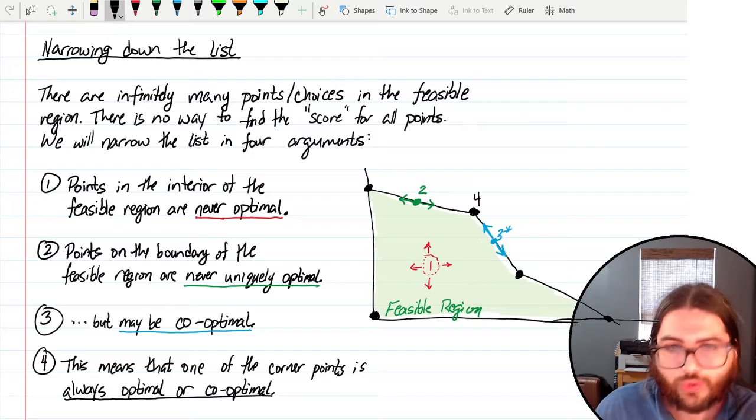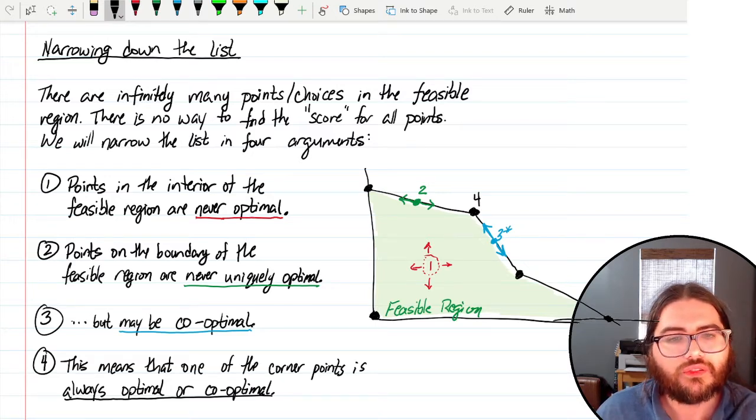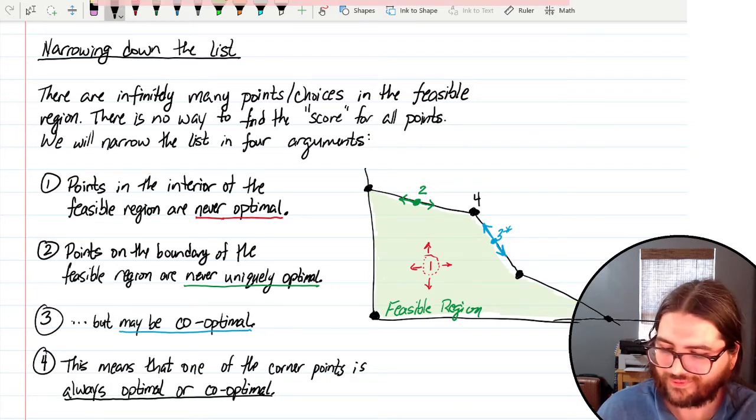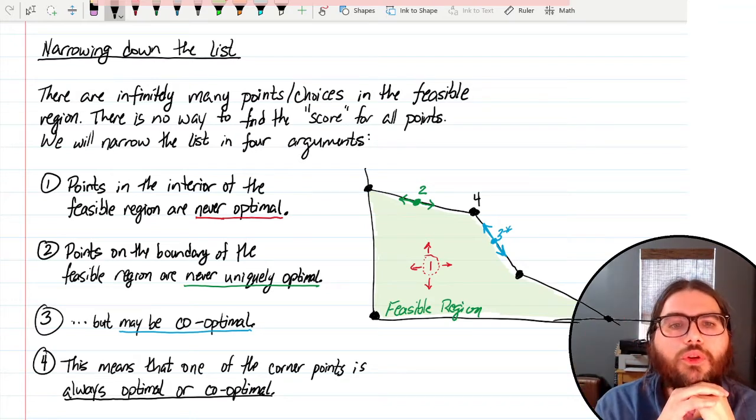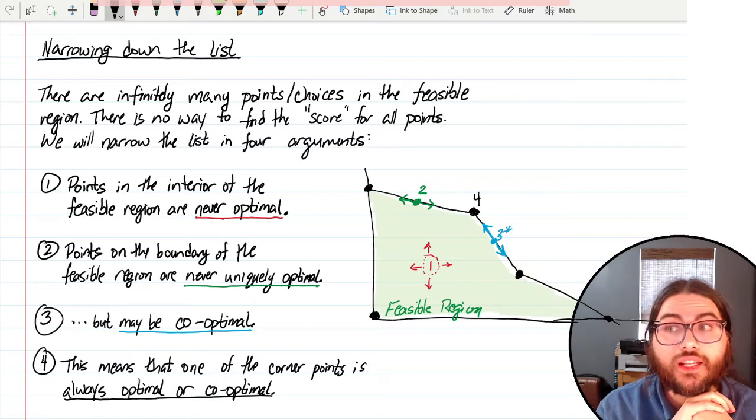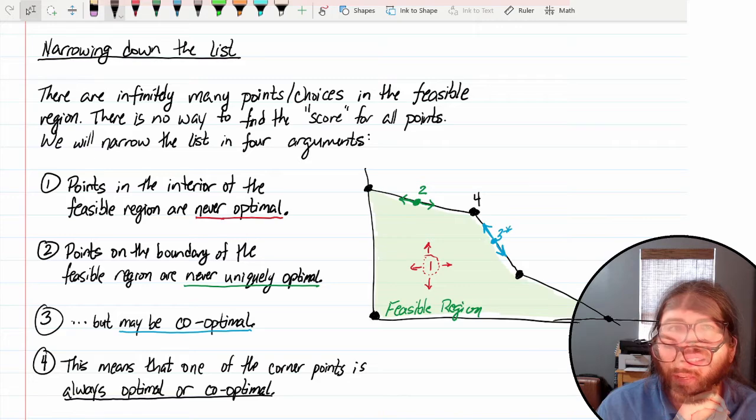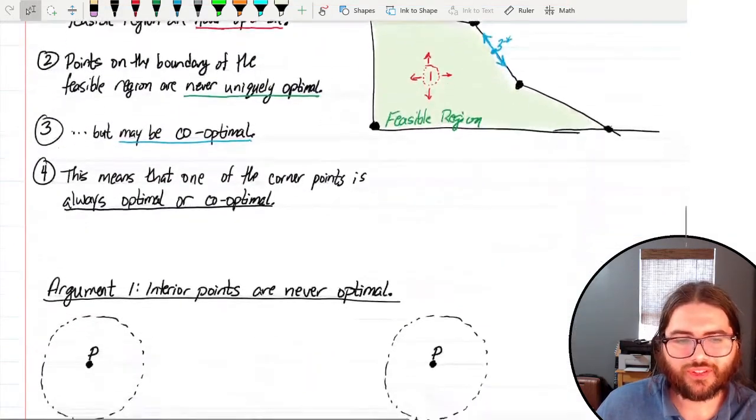Because how many corner points do you see in this feasible region? 1, 2, 3, 4, 5 corner points? It would be really nice to have 5 points to look at instead of infinitely many points to look at. That would make me really happy. So I'd like to narrow down this list.